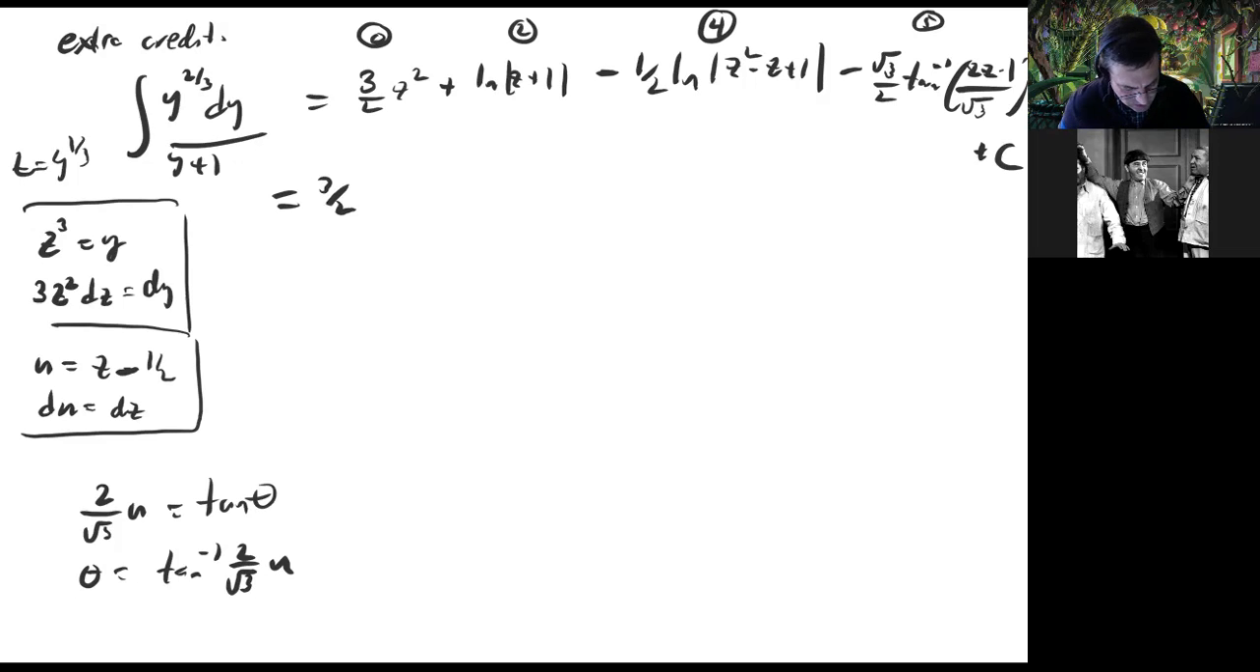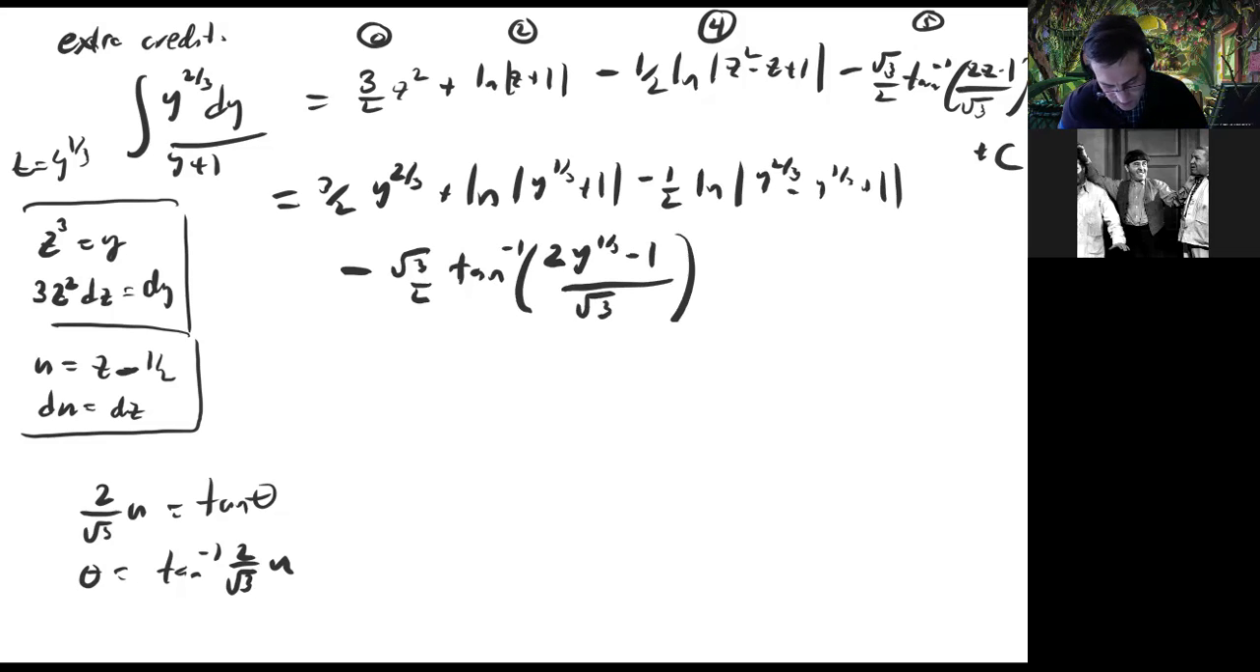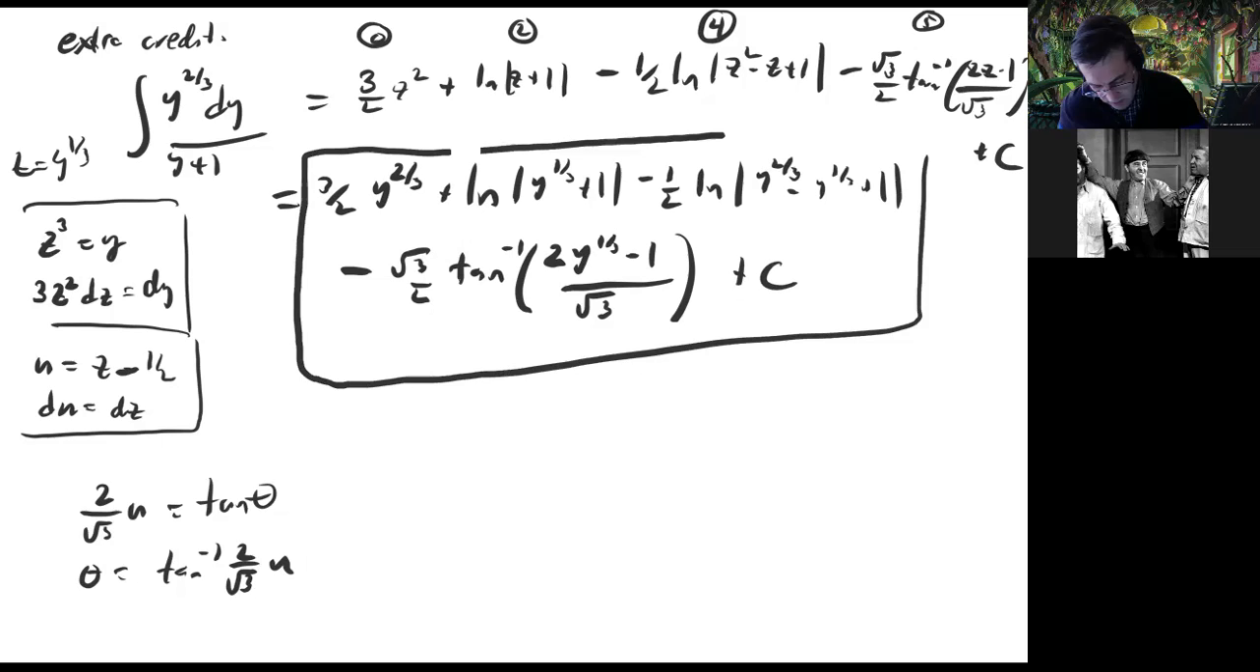So we're going to get 3/2 y, z squared is going to be y to the 2/3, plus ln of y to the 1/3 plus 1, minus 1/2 ln of z squared, which is y to the 2/3 minus y to the 1/3 plus 1. And then lastly, we get a term of the form square root of 3/2 arctangent of 2 times y to the 1/3 minus 1 over the square root of 3, plus c. And if I didn't make any algebraic mistakes, this is the actual answer to the extra credit problem.